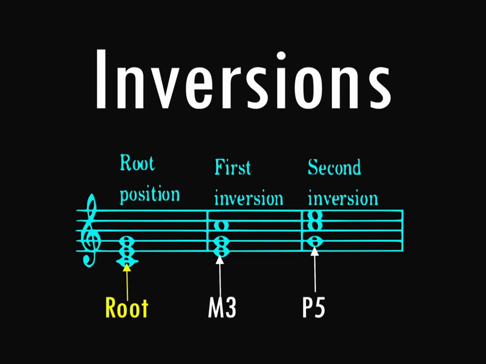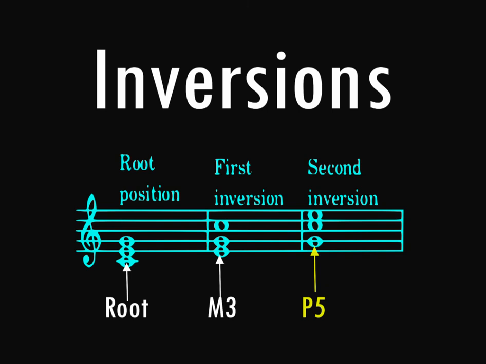But you can also arrange a triad so that either the major third or the perfect 5th are the bass note. If we make the major third the bass note, then we are playing the first inversion of that triad. If we make the perfect 5th the bass note, we are playing the second inversion of the triad.